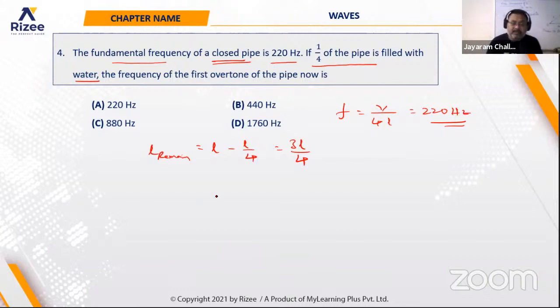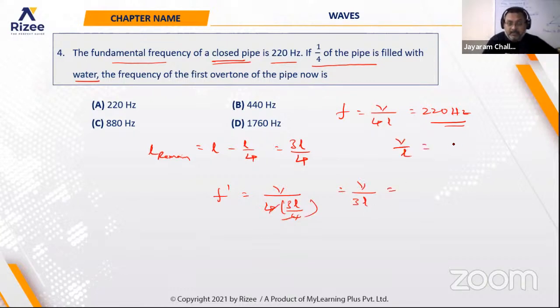With this, what is the fundamental frequency he is asking? Then F dash is equal to V by 4 times 3L by 4. This is your new length. Where this 4 cancels, it will be V by 3L. We know from the first relation, V by L can be written as 4 times 220. Okay, so this is the information that we have here. So what can be the case? This is 1 by 3 into V by L. He is asking the frequency of the first overtone of the closed pipe.